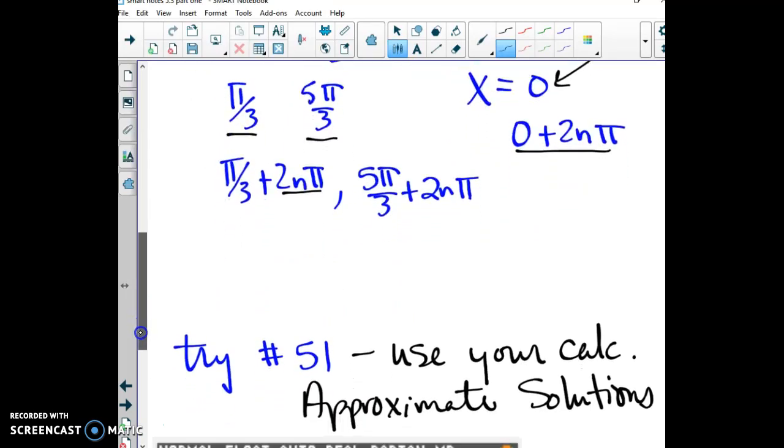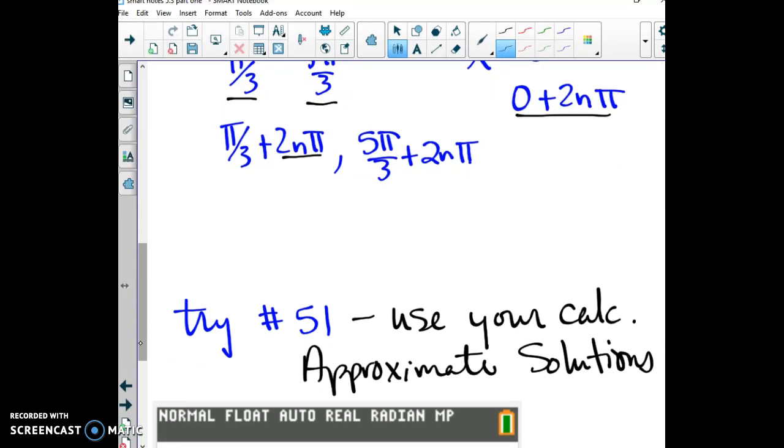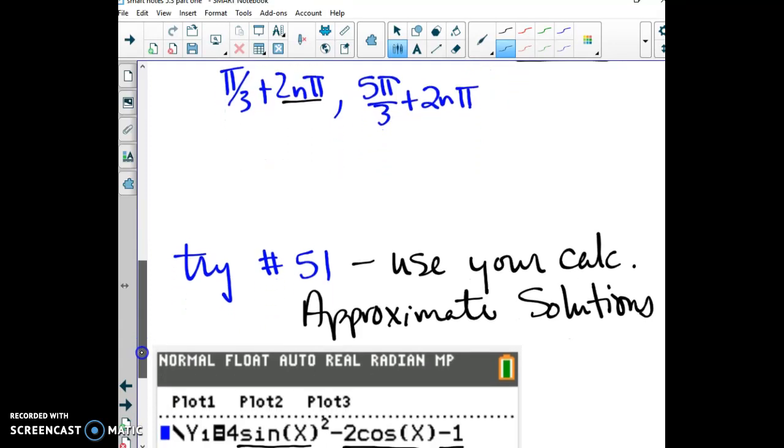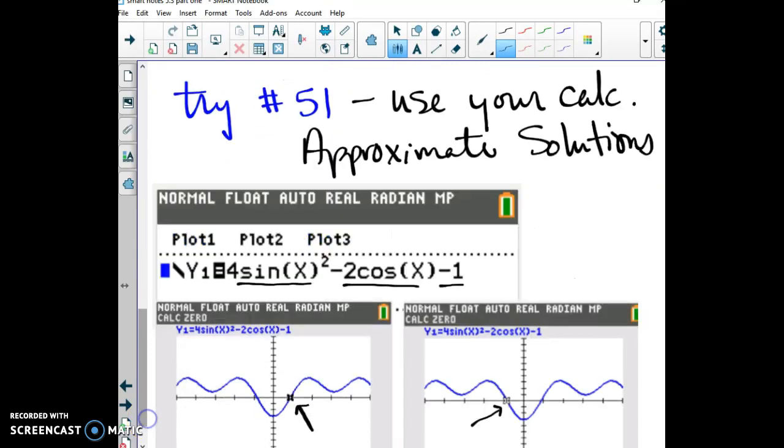I'd like you guys to try problem 51. And it says to use your calculator to approximate solutions. So we're going to go ahead and plug in that original equation, which you'll see here in the window, for sine squared x minus cosine x minus 1. So we can see from problem 51 we have rewritten the original equation. It said 4 sine squared x is equal to 2 cosine x plus 1, and what we've done is gathered terms all on one side.